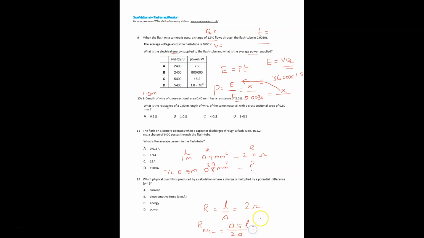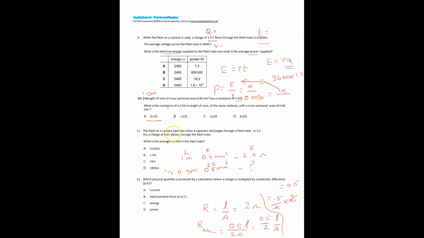Okay, so 0.5 divided by 2, length over area. That means 0.5 divided by 2 multiplied by, what is length over area? The old wire has 2 ohms. So the 2 cancels. What is the answer? 0.5. So here the resistance is 0.5 ohms. Is that clear?